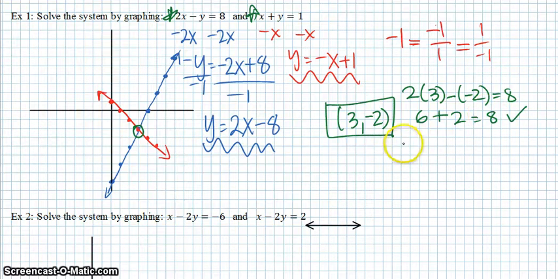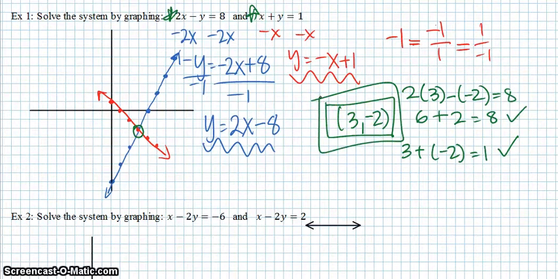If I do the other one, that's going to be 3 plus a negative 2 equals 1. Well, that is true. So therefore, that is confirmed that it's my solution. So that's my answer right here. This one right here, okay?